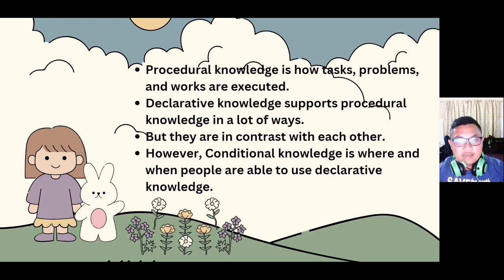However, conditional knowledge is where and when people are able to use declarative knowledge. For example, in one scenario where you are given two objects that are broken down. The first one is phones, and the second one is washing machines.